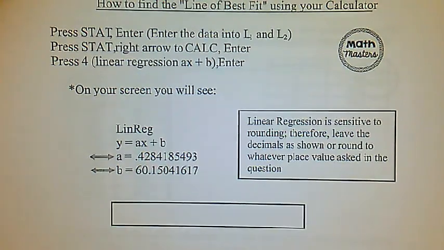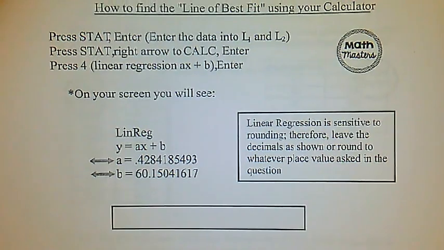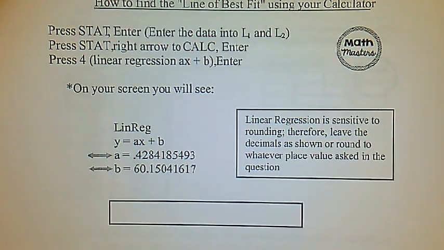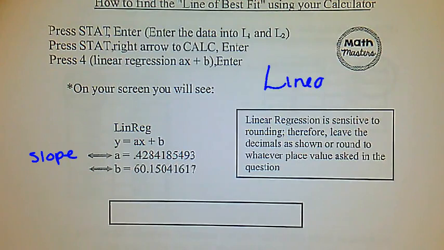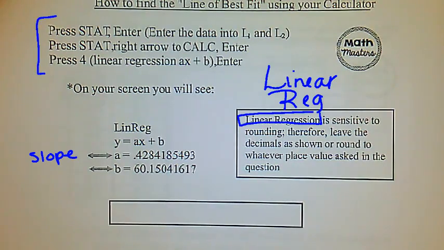So this comes from data that has already been put in. Okay, so what I'm going to focus on first is how you would read this once you get this. So A is represented by the slope. Again, this is a linear regression. So linreg is what you're looking for. Okay, so the steps are right here. But again, I want to focus for a second on how you read that, and then we'll do an example.